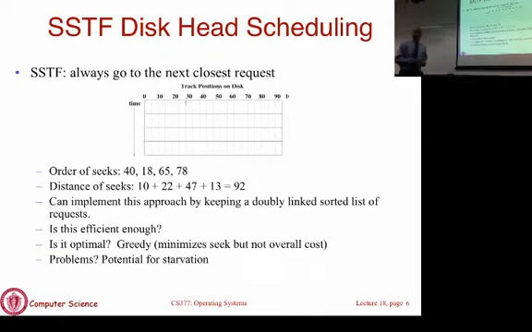Use a different color. There's a request here, there's a request here, there's a request here, there's a request there. Those are the sectors that you need to read, and the disk head is currently positioned here. If you want to simultaneously optimize both the seek time and the rotational latency, what would you do?